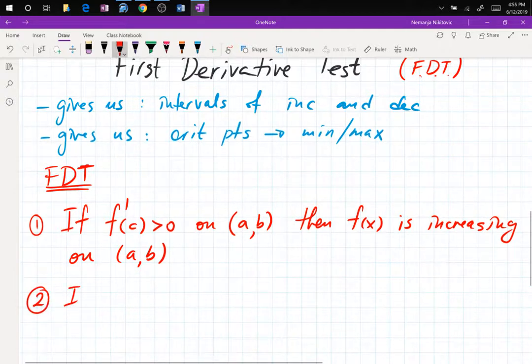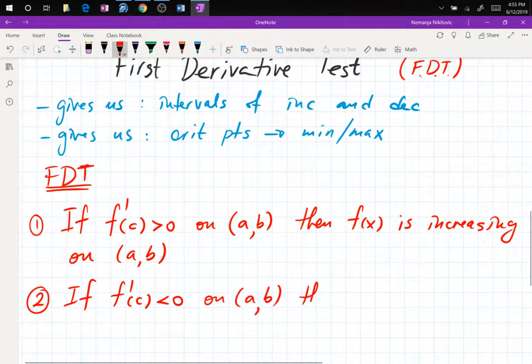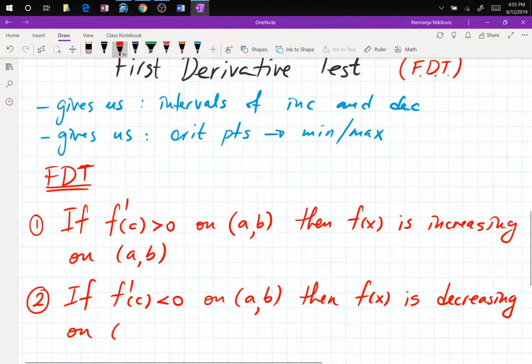2. If f prime at some point is less than 0, that's right, negative, on AB, on some interval, then f of x is decreasing on AB.